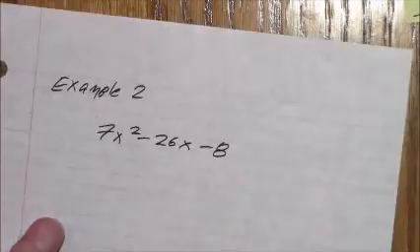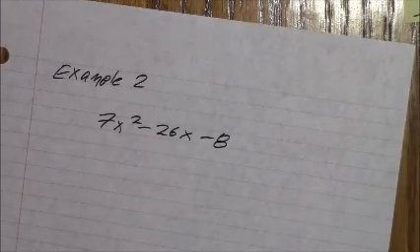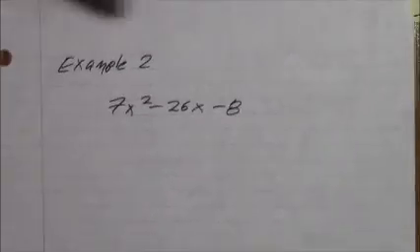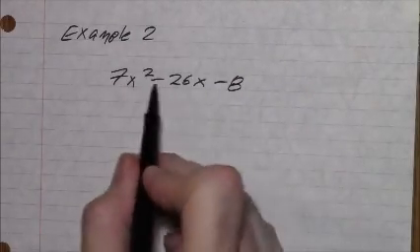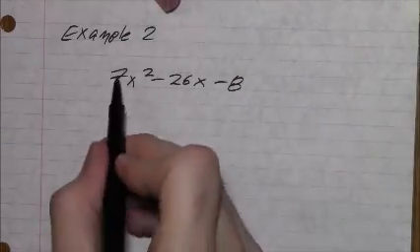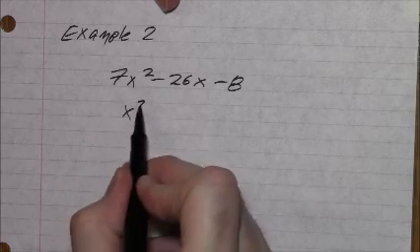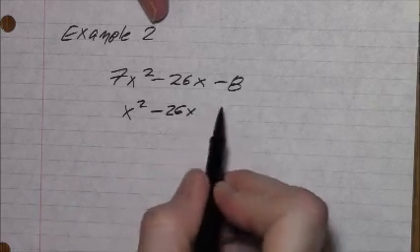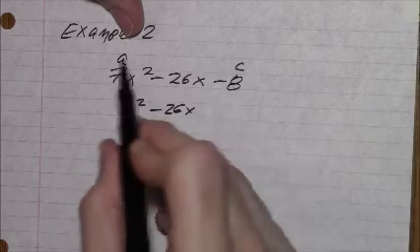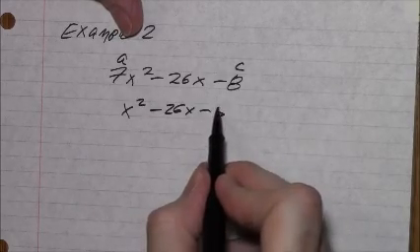Now, let's look at a different example. Here's one now that has a couple of negatives in it. The other ones were both pluses. It will still be the same idea. I'm going to take the 7 out, x squared minus 26x. So I'm going to do a times c. That makes a negative 56.